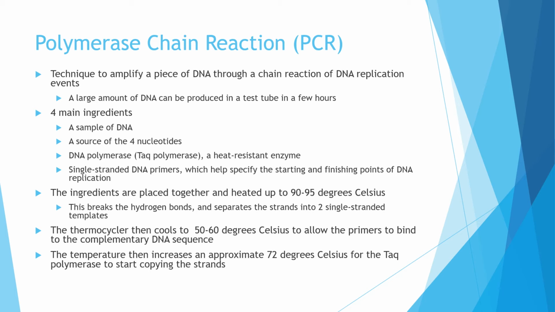The ingredients are then placed together and heated up to 90 to 95 degrees Celsius. This helps break down the hydrogen bonds and separate the strands into 2 single-stranded templates. The thermal cycler then cools to 50 to 60 degrees Celsius to allow the primers to bind to the complementary DNA sequence. The temperature then increases to approximately 72 degrees, which is the optimal temperature for the Taq polymerase to start copying the strands.